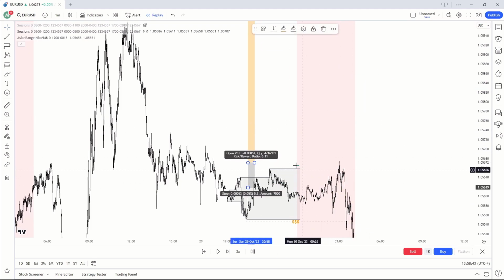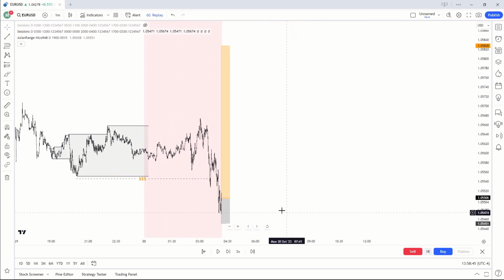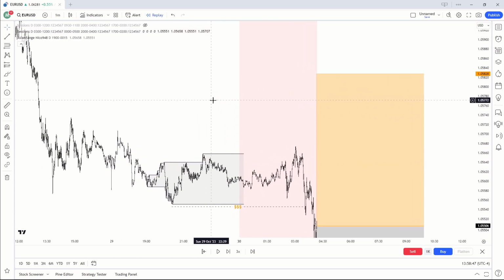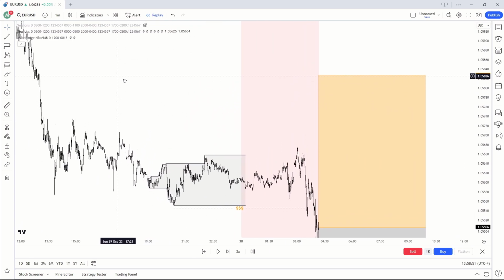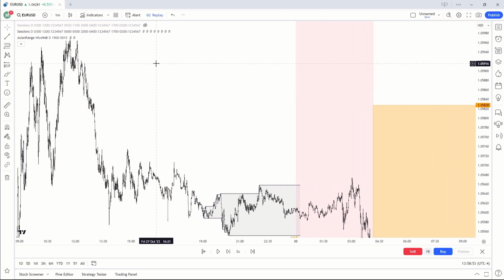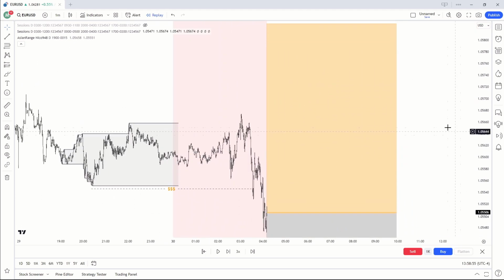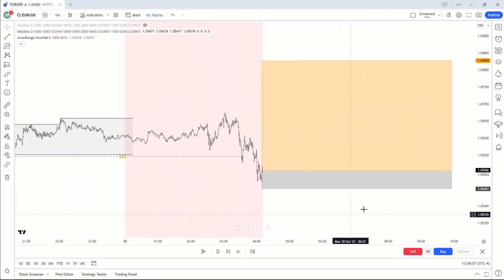As you guys can see, I'm going to take partials along the way, and that is up to your own personal preference. If you want to take a partial at this high, or at this high, or you could even take a partial at this high and have your final take profit up here. It's all up to your own risk management preference and your own strategy.